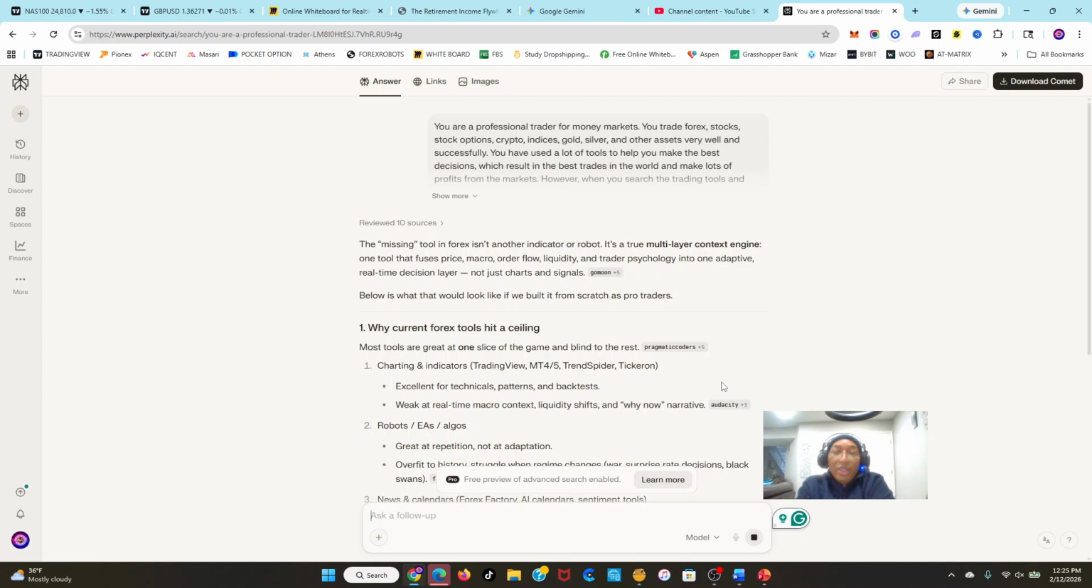and you can see he's already telling me the missing tool in Forex isn't another indicator or robot. It is a true multi-layer context engine. One tool that fuses price, macro, order flow, liquidity, and trader psychology into one adaptive, real-time decision layer, not just charts and signals. Below is what that would look like if we built it from scratch as pro traders. Okay?